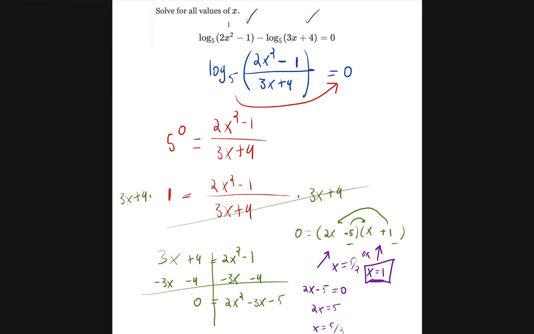What about 5 halves? Well, 5 halves squared is 2.5 times 2.5 times 2. If I subtract 1, it's definitely a positive number. I don't need to check more than that. And so is 3x plus 4. So both of these count. Both of these would be correct answers.